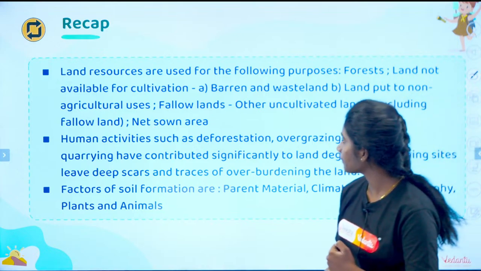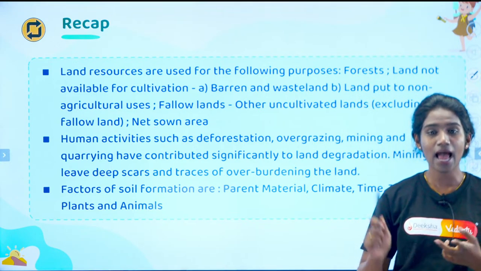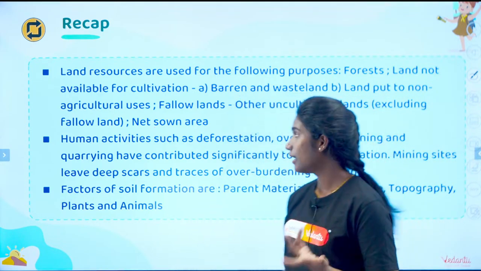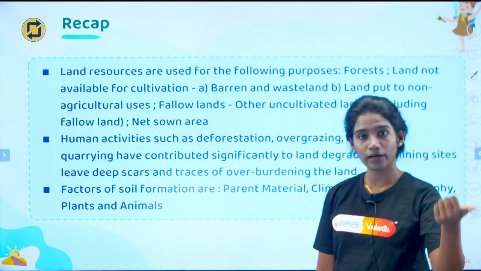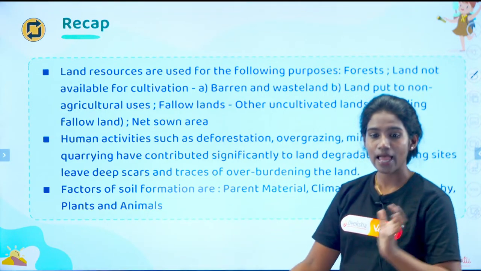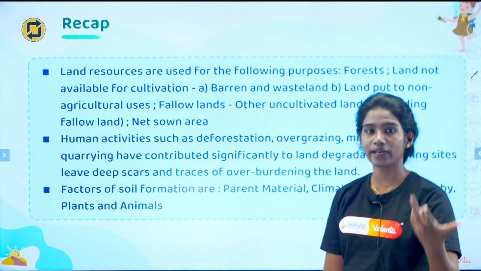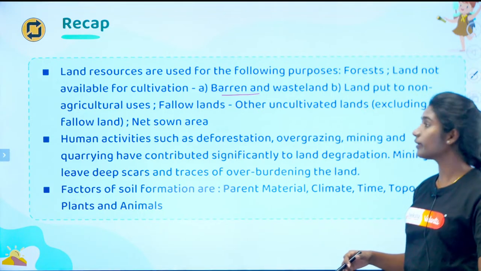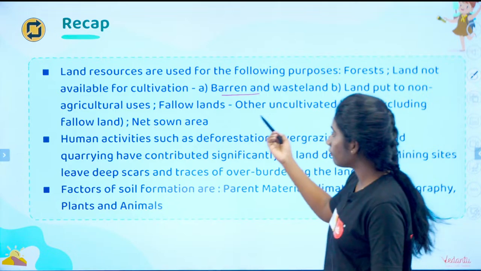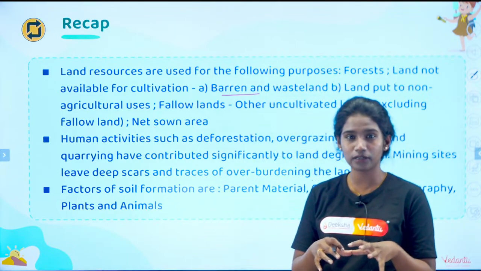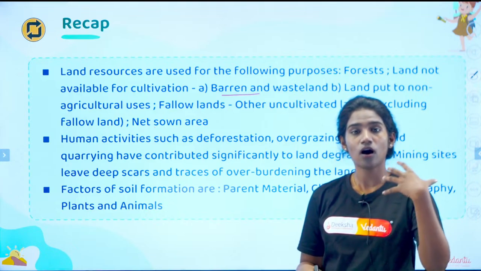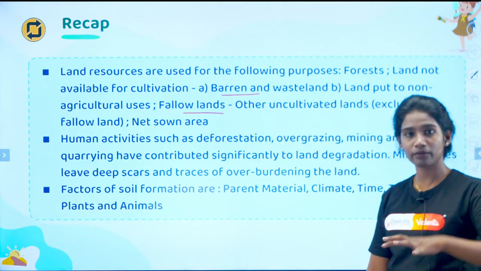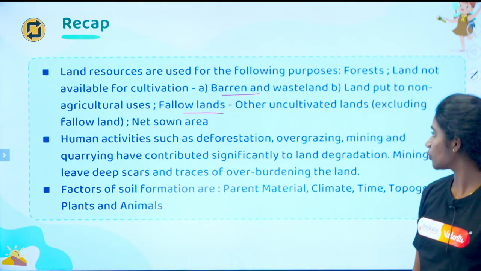Okay, so where was I? We started with land resources, right? And then we studied the utilization of land, how land is being utilized in our country. Land is allocated for forest purposes, agricultural purposes and non-agricultural purposes like barren lands. Barren lands are those lands which are left uncultivated for years, right? And then we use land for human settlement, for constructing buildings, hospitals, schools and all that. And then we also have fallow land. I explained the difference between fallow land and uncultivated land also, right?